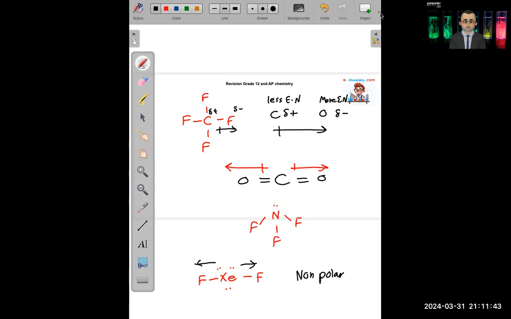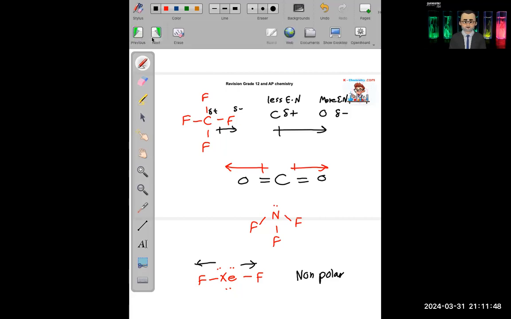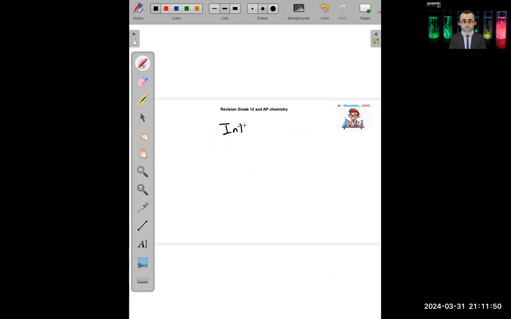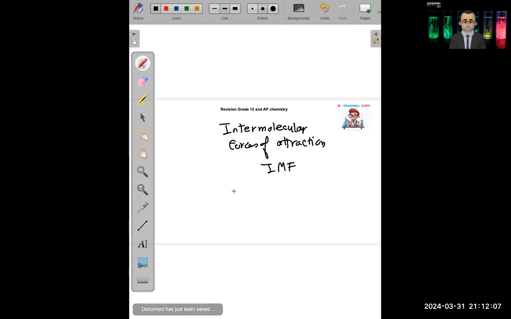The next point that we will revise is the intermolecular forces of attraction, or what we know as the IMF. They exist between molecules in a covalently bonded substance. These are the forces that need to be broken apart in order for the covalent substance to change its phase, for example, from solid.